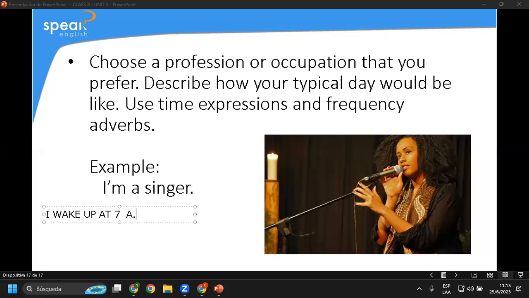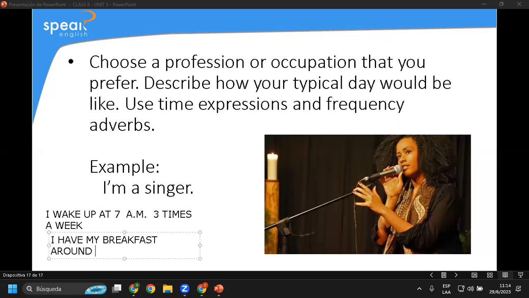I wake up at 7 a.m. Let's try to include frequency. I wake up at 7 a.m. 3 times a week. It's an example, all right? And later, guys, I have my breakfast, okay? I don't have a specific time, so I can say, I have my breakfast. I don't have a specific time, so what is the expression that I can use?